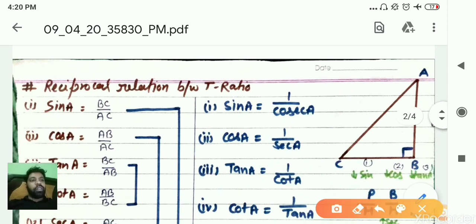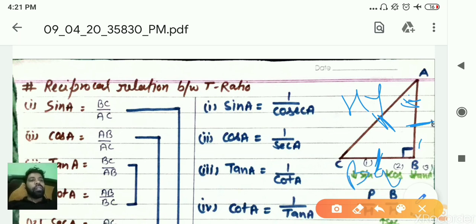let me tell you, for this angle A, its opposite side, the side BC, will be the perpendicular, AB will be the base, and the side opposite the right angle will be the hypotenuse. Let me write, this is hypotenuse, this is base, and this is perpendicular. I hope you got it.